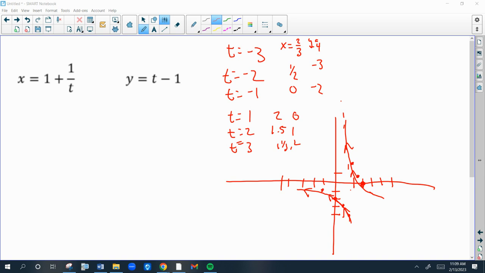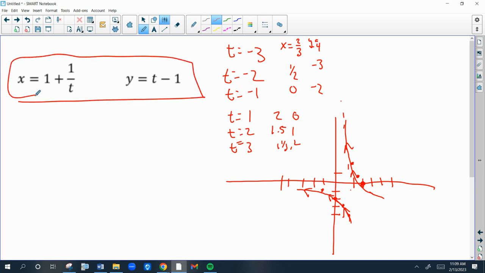Now, the other way to do it is to eliminate the parameter and do it so it's in rectangular coordinates. So take it out of parametric form. The way to do that is to solve for the parameter. T is called the parameter. I'm going to solve for this t because it's easy. T equals y plus 1. You can plug that in for the t in the x, and then you automatically have something in terms of x and y, something we're a little bit more used to.